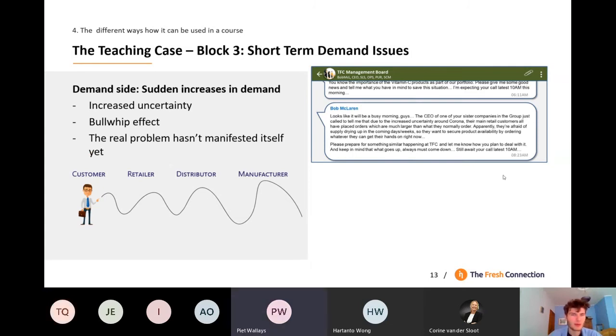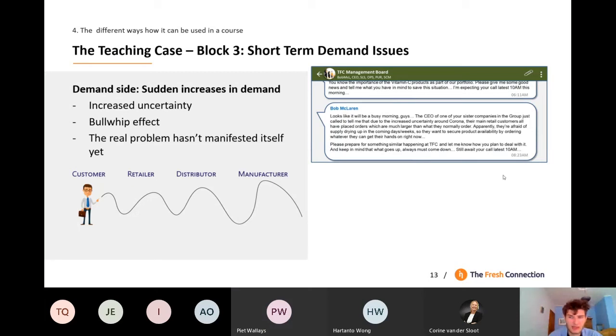The third block is really about demand. So you have, again, the students as the supply chain manager receiving a message from the CEO saying we have sudden increases in demand, and our customers, so this is from the sales side, are increasing their orders. So this is really about the bullwhip effect. It's not specifically mentioned in the message, but it says, keep in mind that what goes up always must come down. So the real problem hasn't manifested itself yet.